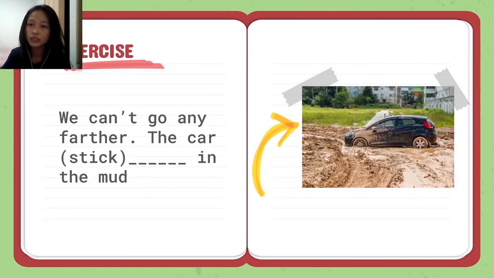For the last exercise: we can't go any further. The car blank blank blank in the mud. We have to choose the verb 3 of stick. The answer is stuck. The subject is the car, the auxiliary is is, and stuck is the verb 3.